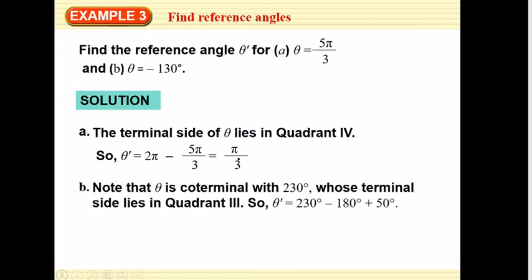And I do the same thing, however this time it is negative 130 degrees. So if I'm moving negative 130, I'm going to lie in quadrant 3. And theta prime, so what I need to do is take 180 degrees away from 230 degrees, then add 50. So you might be questioning, where did that 230 degrees come from?